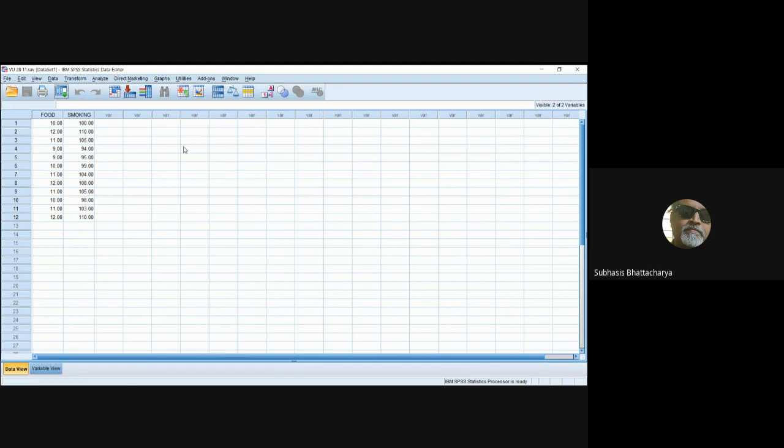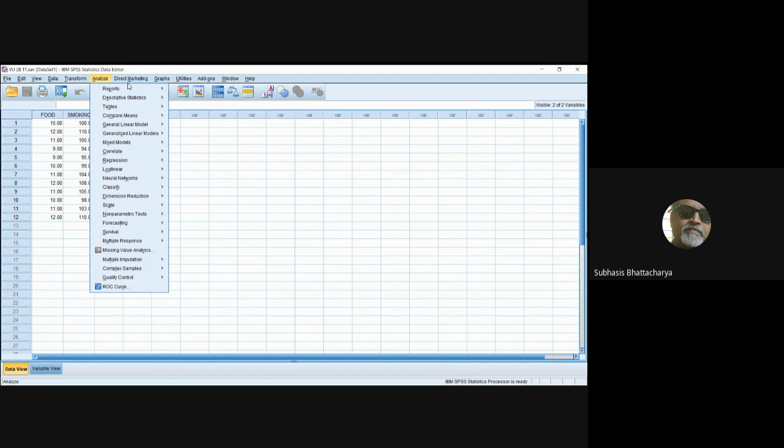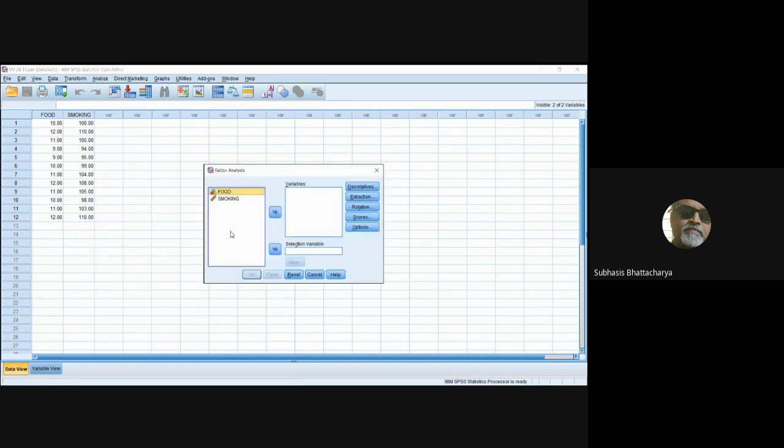You just note down the steps. We will go to analyze, and when I click on analyze, there is the dimension reduction. You find this, and then your step is to go to the factors. So three steps are like this: analyze, then dimension reduction, and then factors. Then you select the two variables, and I just incorporate the variables into this part.